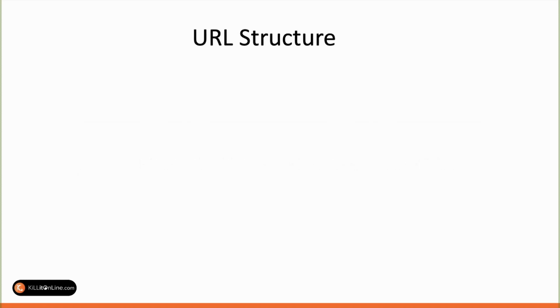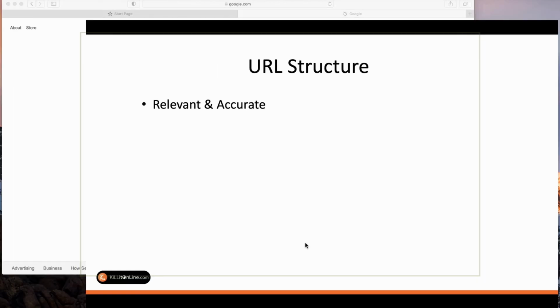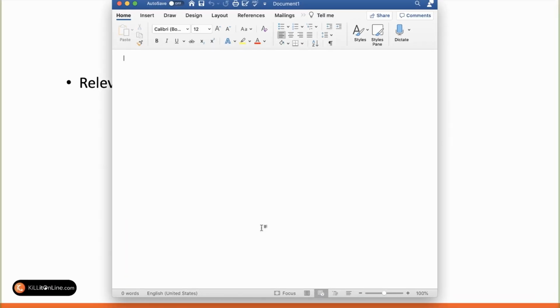So let's see what a good URL structure really is. Number 1, they should be highly relevant and accurate. Let me show you an example. Let's say if we write a URL, we'll call the website example.com/ and let's say we are going to be writing a URL for mold removal service.